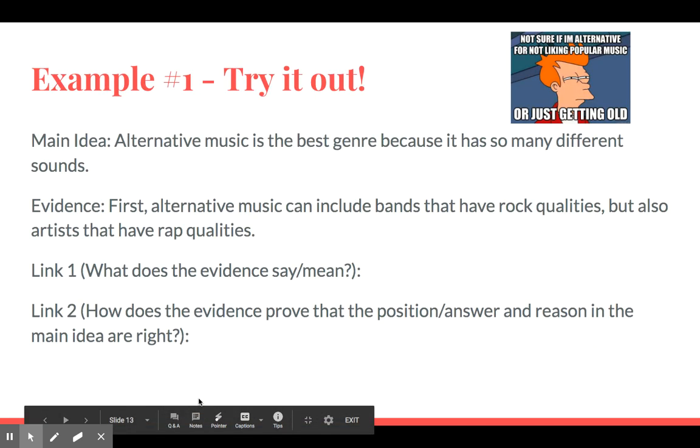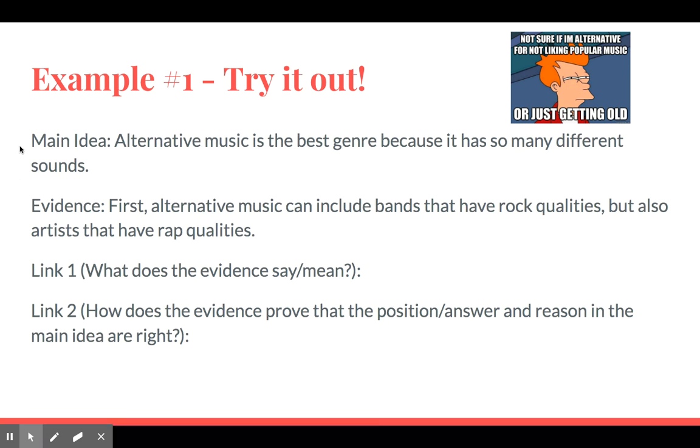So our first example, let's try it out. Our main idea: alternative music is the best genre because it has so many different sounds. Our evidence to support this main idea is, first, our transition word, alternative music can include bands that have rock qualities, but also artists that have rap qualities.